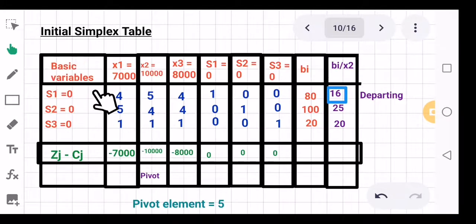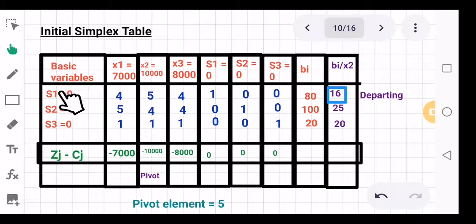Everything is the same. Over here there will be some changes because this is the most important portion, the basic variables. Here what is entering and what is leaving matters a lot. S1 will be departing as it is part of the departing row, and x2 will be entering as it is part of the entering column or the pivot column. That's why S1 is getting replaced by x2.